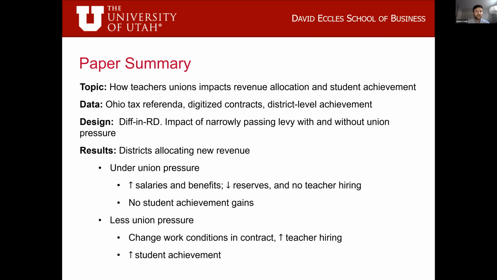To contrast that, districts that allocate these new funds under less union pressure change their work conditions in the contracts themselves. The text relating to work conditions changes more. They hire more teachers, which brings down student-teacher ratios. And then as a result, they experience student achievement gains. And so overall, the story is painting the picture that union pressure is changing the way that schools are spending their money, and in ways that actually might be making it so that student achievement isn't growing as much as it would otherwise.